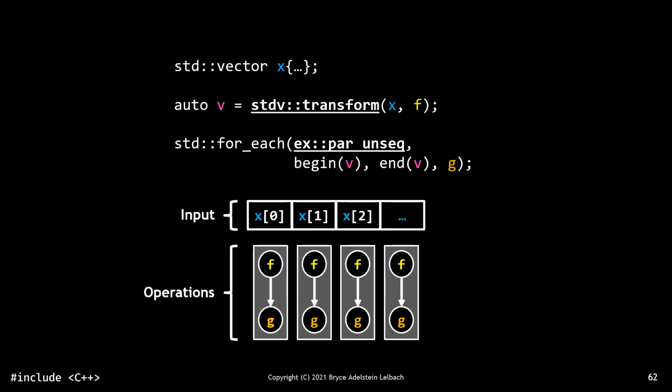One way to address this problem is to fuse the operations together into a single parallel invocation, which can be done with the transform range adapter. Transform takes an input range and a function and returns a range that is the result of applying the function to the input. This is completely lazy. The function is only evaluated as needed when the elements of the returned range are accessed. For example, here, f is not evaluated until the elements of v are accessed in the parallel for each. There is a big change in semantics here. Previously, we had a guarantee that all invocations of f would happen before any invocations of g. We no longer have such a barrier.